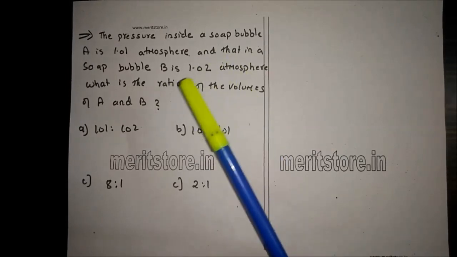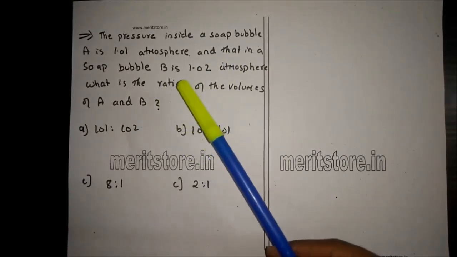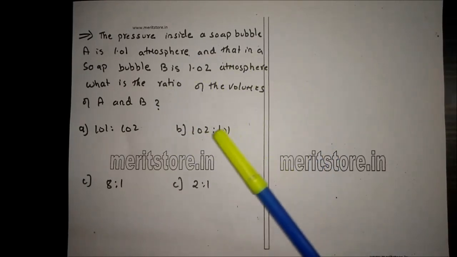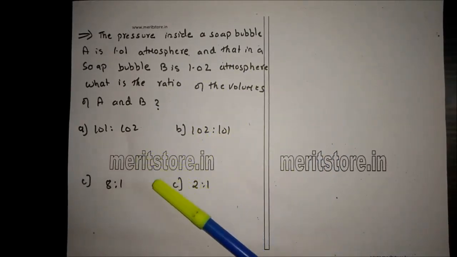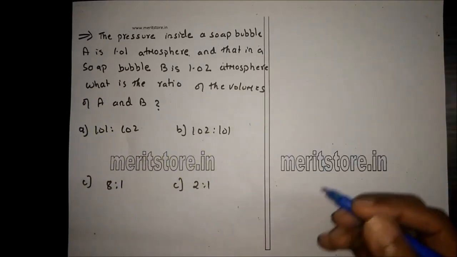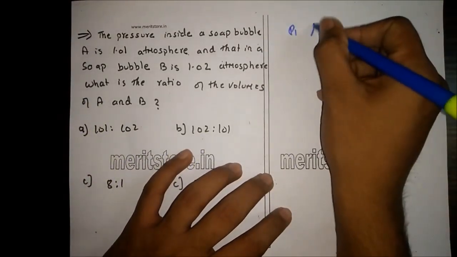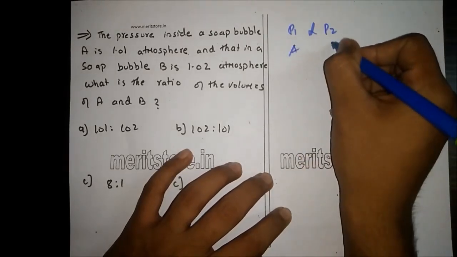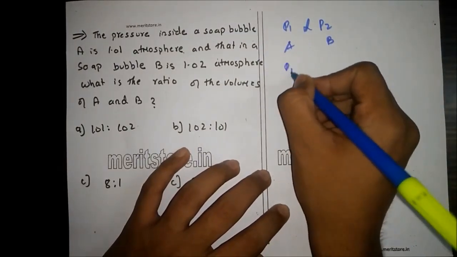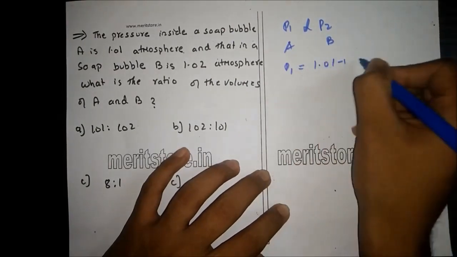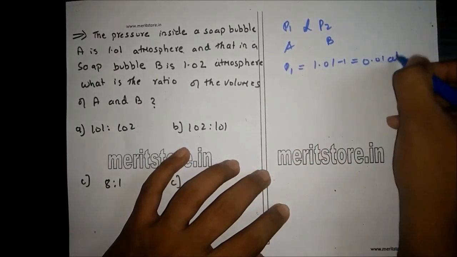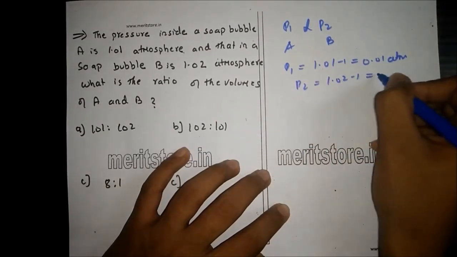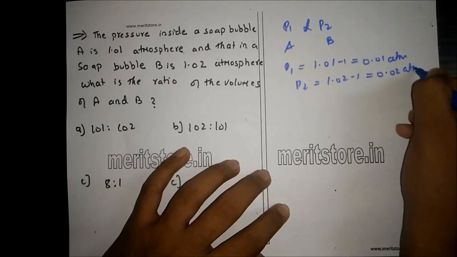Pressure inside a soap bubble A is 1.01 atmosphere and that in a soap bubble B is 1.02 atmosphere. What is the ratio of the volumes of A and B? Here are the options. Now, let P1 and P2 be the excess pressure in the bubbles A and B. Then P1 is equal to 1.01 minus 1, which is 0.01 atmospheres, and P2 is equal to 1.02 minus 1, which is 0.02 atmosphere.